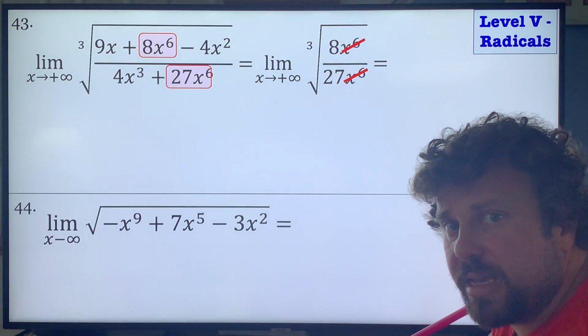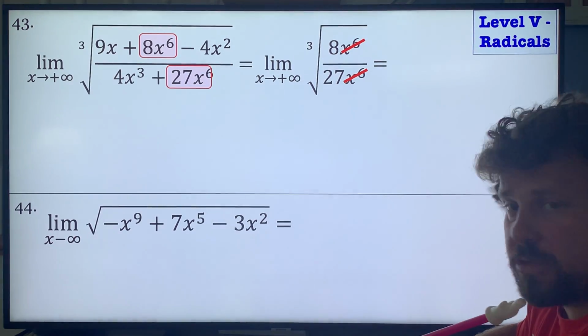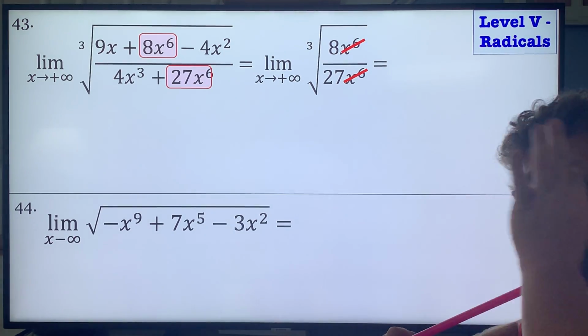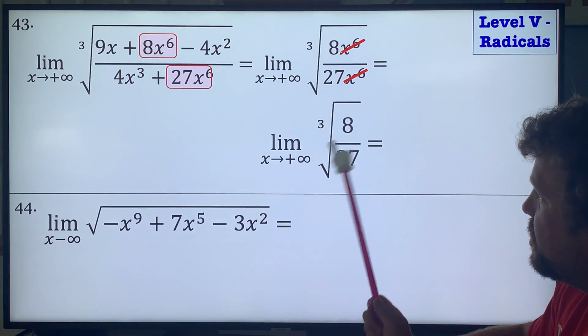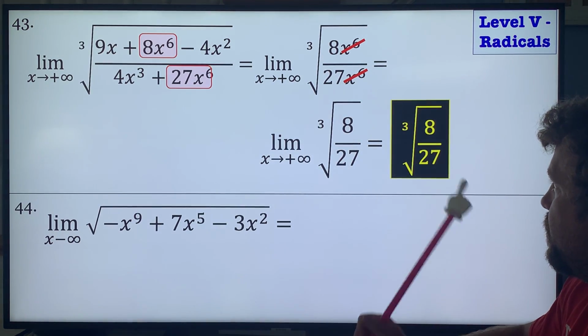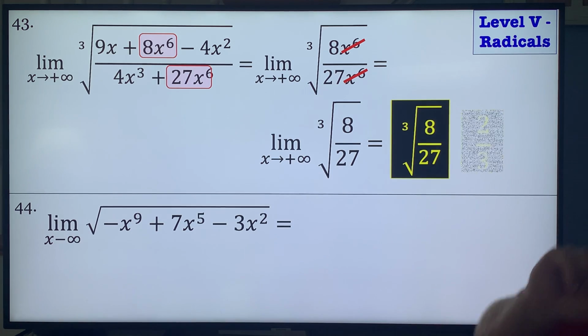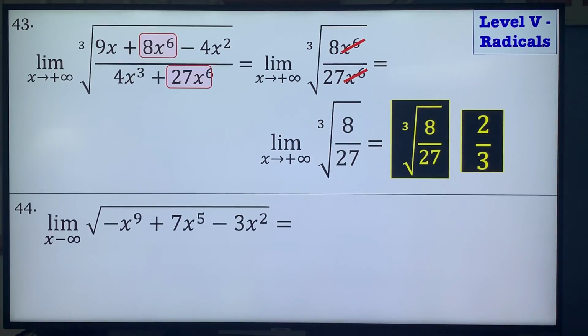What times what is 8? 2. What's the cubed root of 27? What times what is 27? 3. So your answer is the cubed root of 8 over 27, which is 2/3. That came out pretty nicely, didn't it?